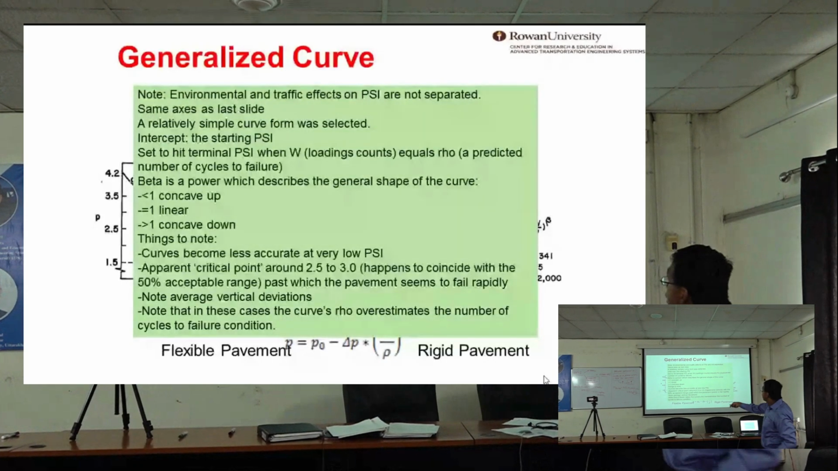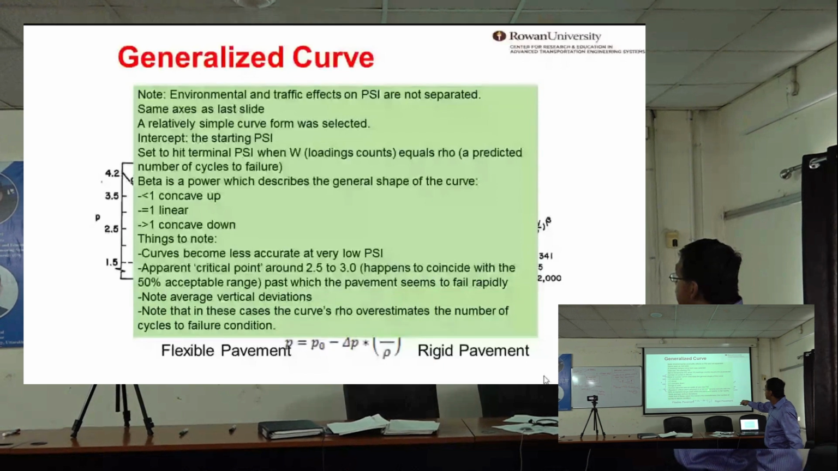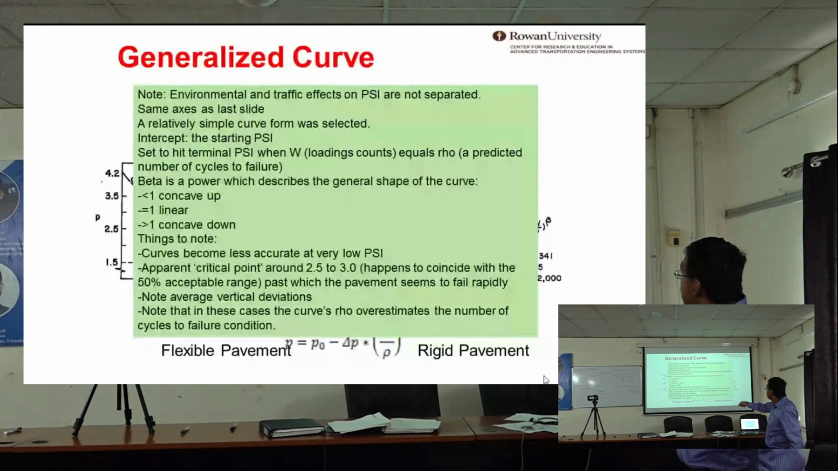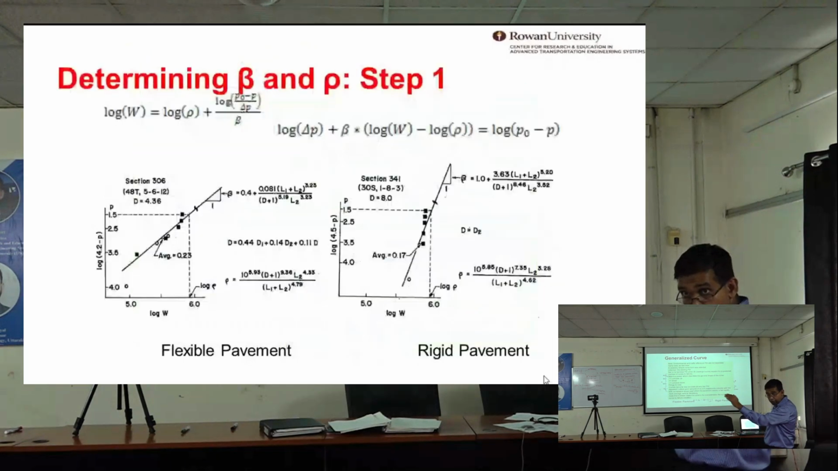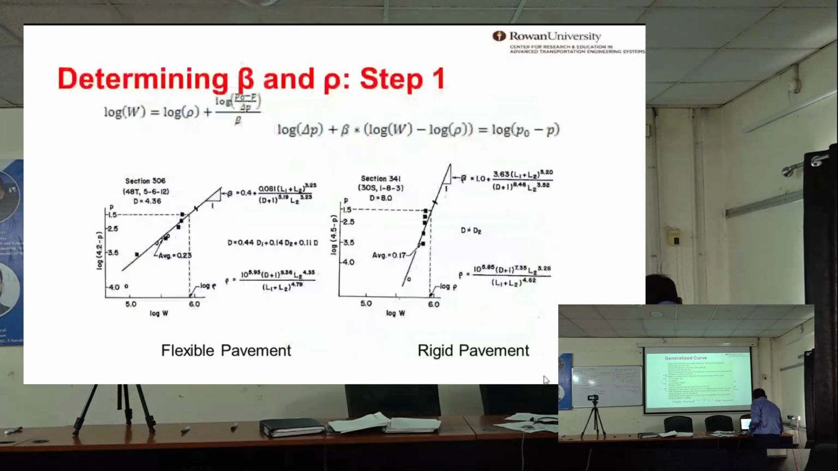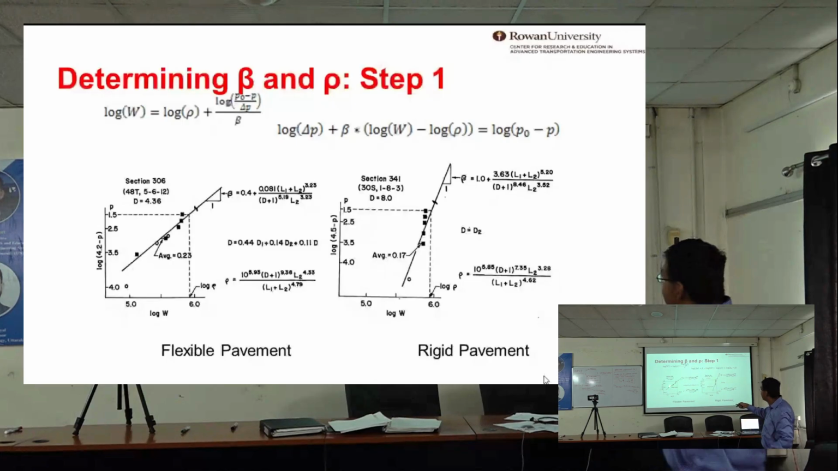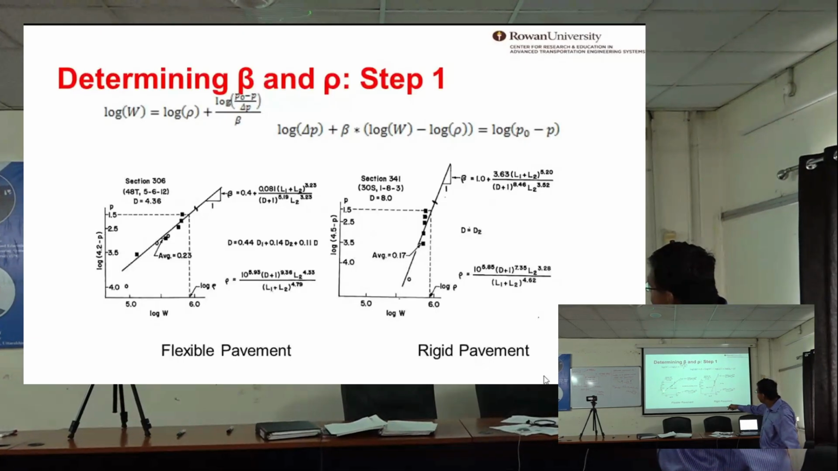Right here, curves become less accurate at very low PSI, and then they are looking at some of the things they noticed, like what happened from 2.5 to 3.0 and so on. So right here, this is the actual equation, that nomograph. Log of 4.2 minus P for different sections. Section 306, one of the sections. Section 341, another section, right? They plotted this equation, right?